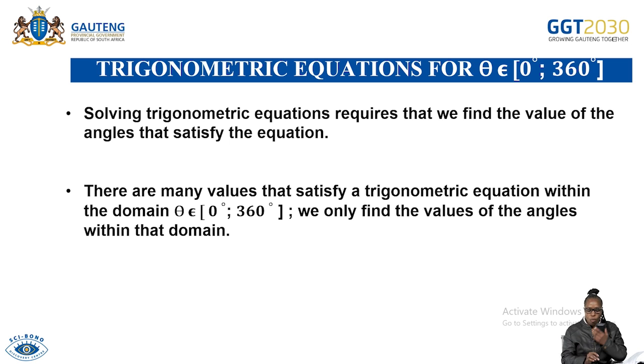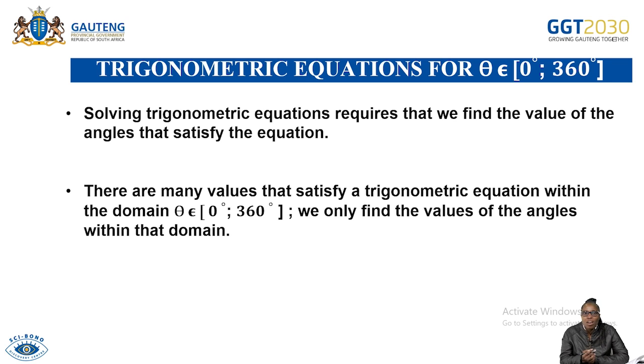Okay? Now, we need to find the solution of a trig equation. When you are solving a trig equation for theta as an element of 0 up until 360, you are solving trig equations that require you to find the value that will satisfy the angle of the equation. Whether that solution is positive or negative is determined by the equation that you are solving. The equation will tell you on which quadrant, the first, second, third, or fourth, the trig equation is satisfied.